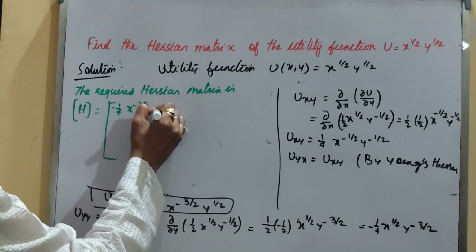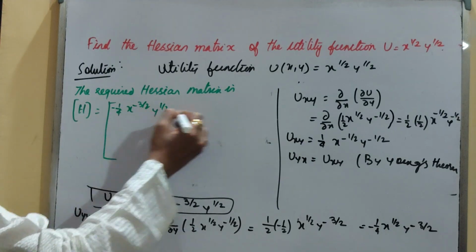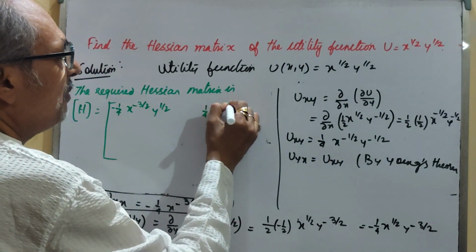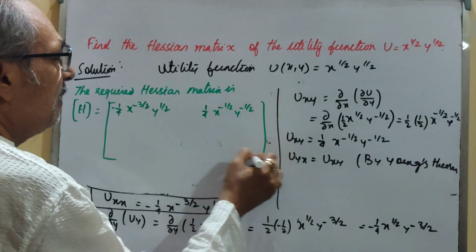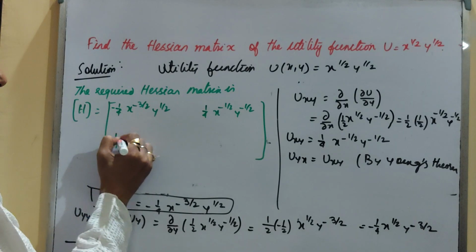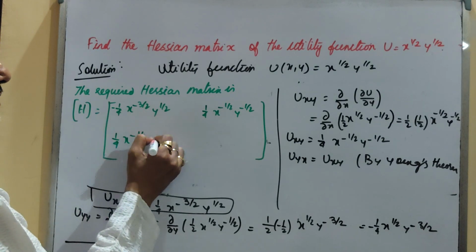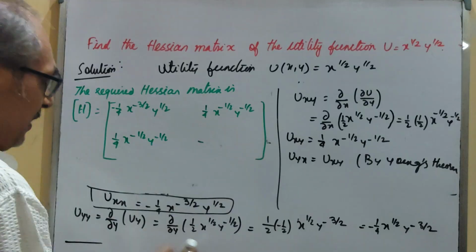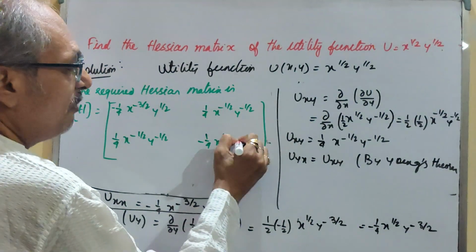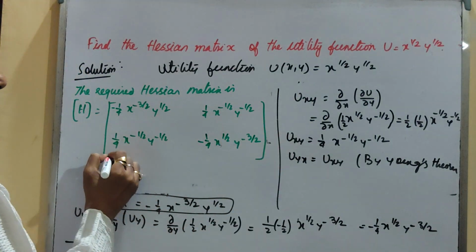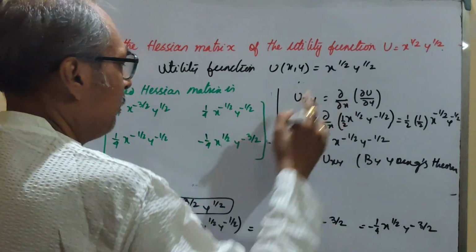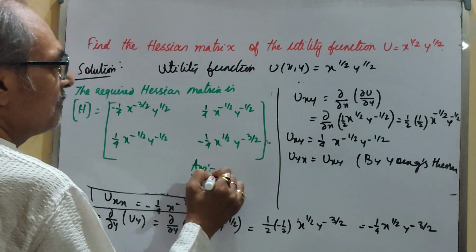1 by 4 minus x to the power minus 3 by 2 y to the power half. This is uxx, uxy is this, 1 by 4 x to the power minus half y to the power minus half. Then this is uyx, this is also 1 by 4 x to the power minus half y to the power minus half. Then uyy, I am putting this value here, minus 1 by 4 x to the power half y to the power minus 3 by 2. This is the value of the Hessian matrix for this utility function. This is the answer of this question.